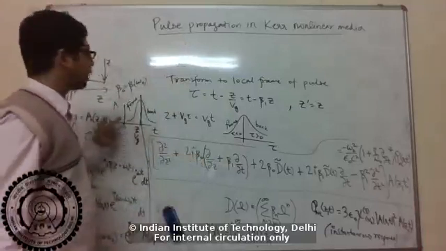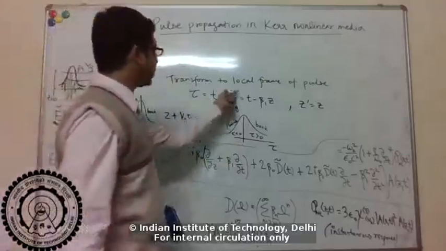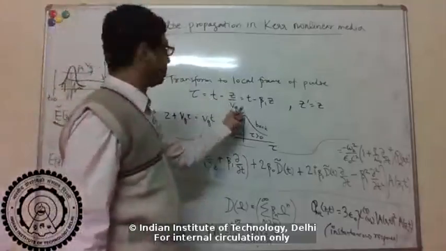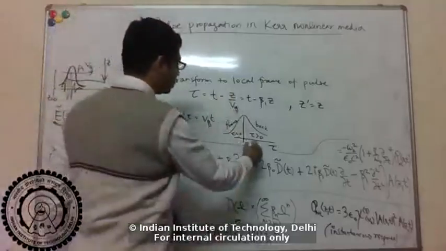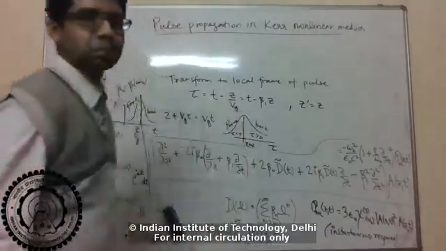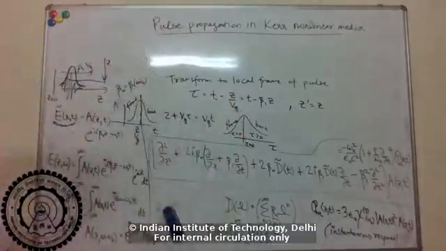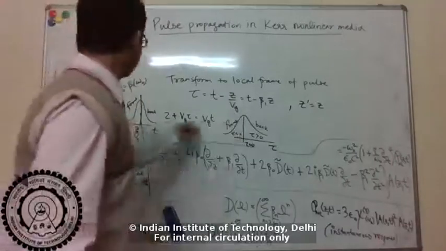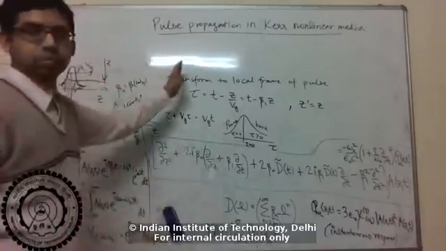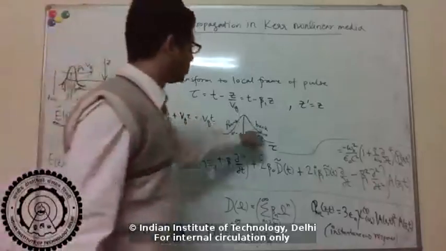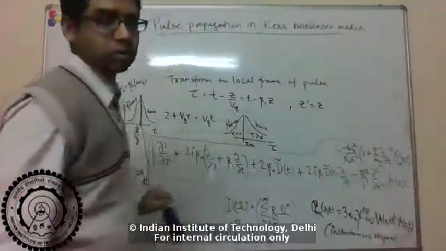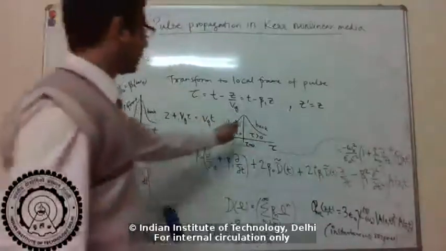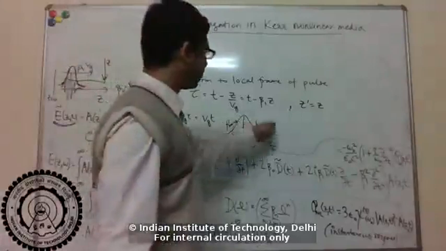Is that clear? So basically I want to define a time axis where I subtract Z by Vg, so that now my peak always occurs at tau equal to 0 in this frame. Now it doesn't depend on where I am. The pulse peak is always at tau equal to 0, and then tau less than 0 is the front, tau greater than 0 is the back.